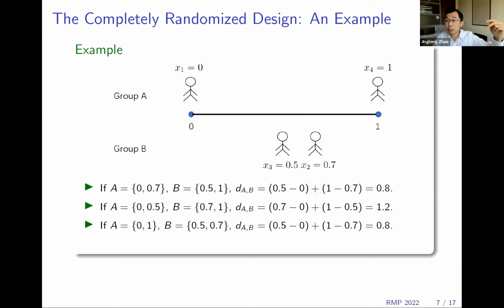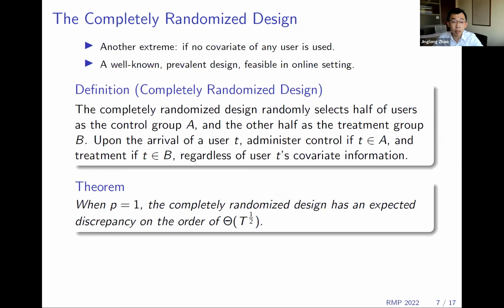So everything is symmetric. In this case, we see that the total average discrepancy is going to be 0.93, which is bigger than this 0.8, which is the best thing that we can ever hope for. So we can show that in this single dimensional case, the completely randomized design has an expected discrepancy on the order of square root of T.